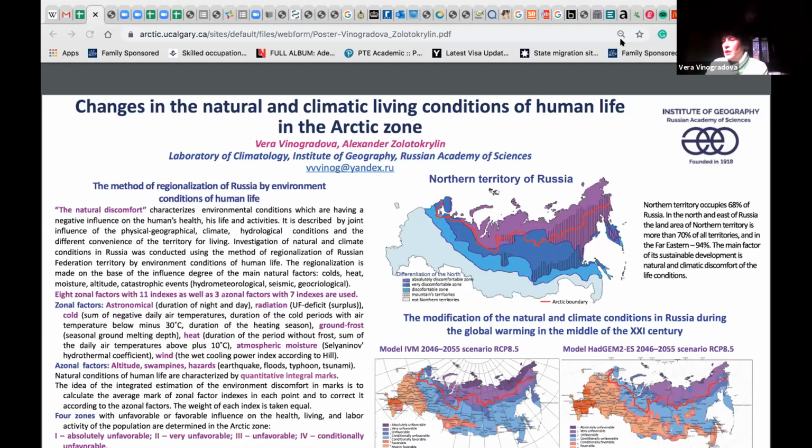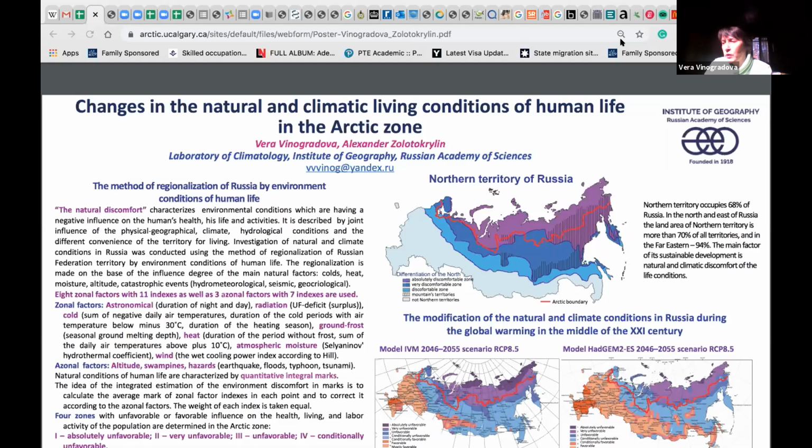The regionalization is made on the basis of the degree of influence of the main natural factors: cold, heat, moisture, altitude, and catastrophic events. In the Arctic, four zones with unfavorable influence on the health, living, and labor activity of the population are determined. We have analyzed natural conditions of human life in the second part of the 20th century and the changes in the middle of the 21st century.